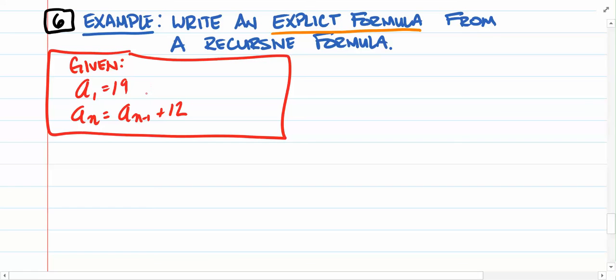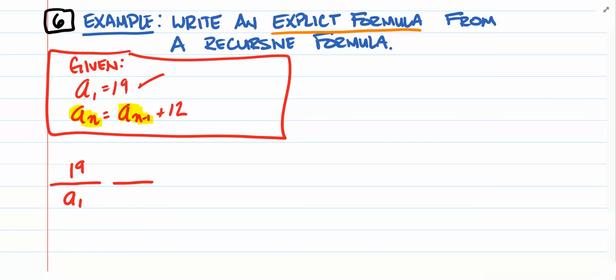So they're giving us that the very first term is 19, and they're telling us that the next term in the sequence is equal to the term before it plus 12. So I'm going to go ahead and write out the first couple of terms. a sub 1 is a value of 19. And then it's telling us that the very next term in the sequence, that's what this part says, is equal to the previous term plus 12.